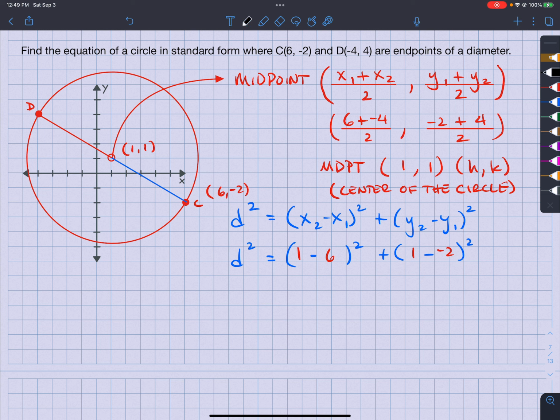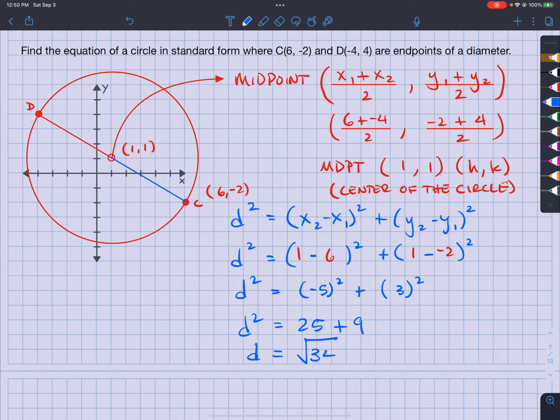So now what do we have here? I got d squared is equal to, this is a negative 5 squared plus a 3 squared. So that would be 25 plus 9 which gives me 34. So d is going to equal the square root of 34. So that's my distance, which is also known as my radius.